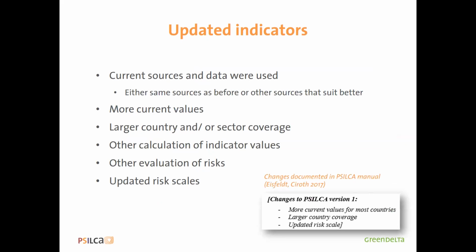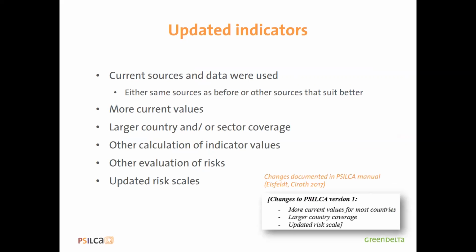Then, of course, we have used more current values. Normally, we always used more current values. Maybe if we really considered one source much better than the last one and the value is 1 year older or so, then we might have used an older value, but this is rarely the case. The country and sector coverage is broader in some cases for some indicators. So it might be possible that instead of 50 countries, now we have data for 70 countries, or many more sectors could be covered in a specific country.